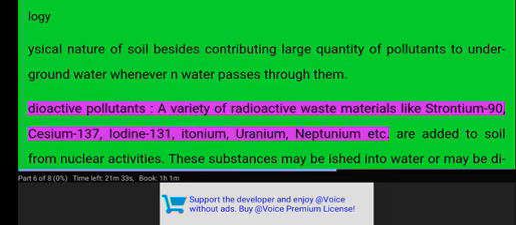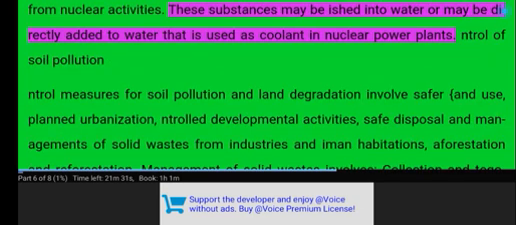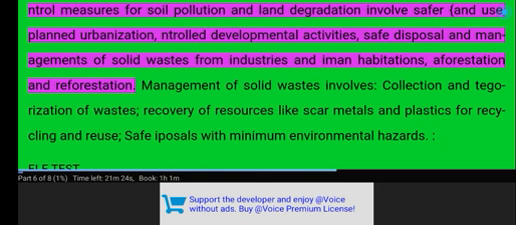Radioactive pollutants. A variety of radioactive waste materials like strontium-90, cesium-137, iodine-131, plutonium, uranium, neptunium, etc. are added to soil from nuclear activities. These substances may be leached into water or may be directly added to water that is used as coolant in nuclear power plants. Control of soil pollution.